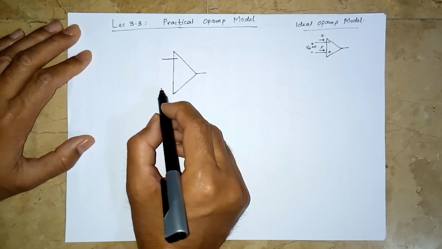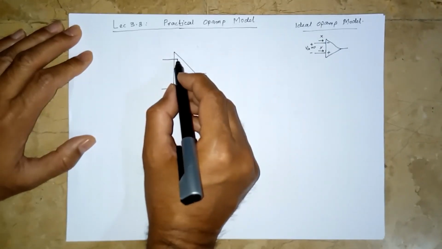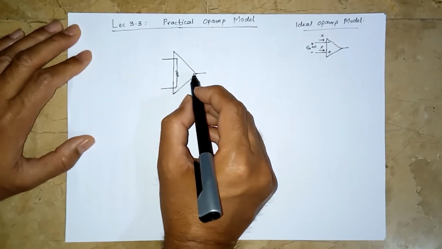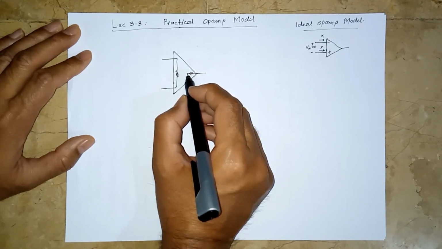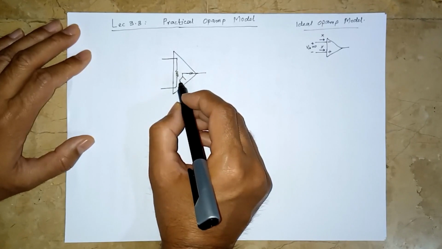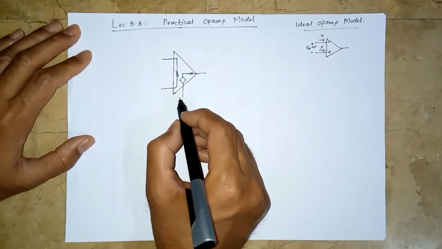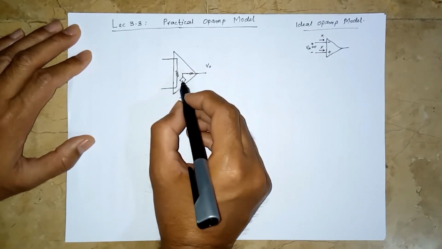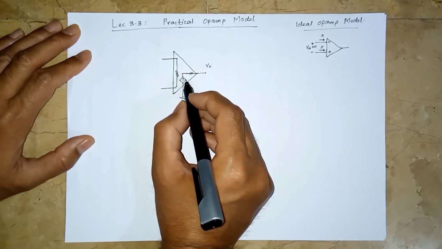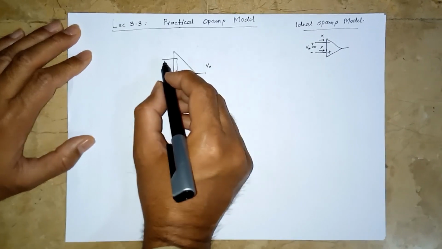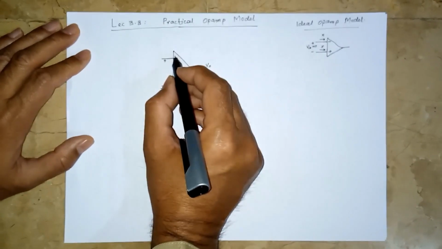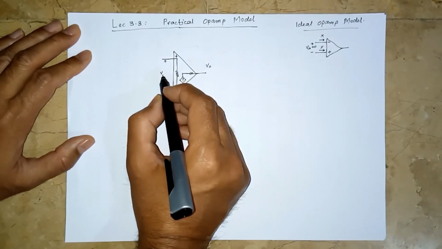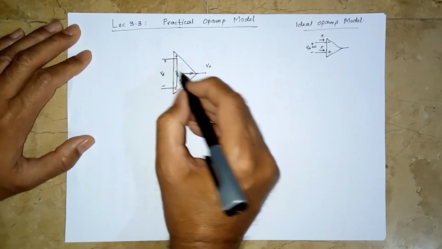In this model, there are two terminals going into the op-amp. Let us assume that there is a resistor between these two, and then there is a resistor at the output terminal, and here we have a voltage controlled voltage source. This voltage source is being controlled by the input voltage. This is the non-inverting pin, and this is the inverting pin. Let us say this voltage is Vd, the difference voltage between these two.